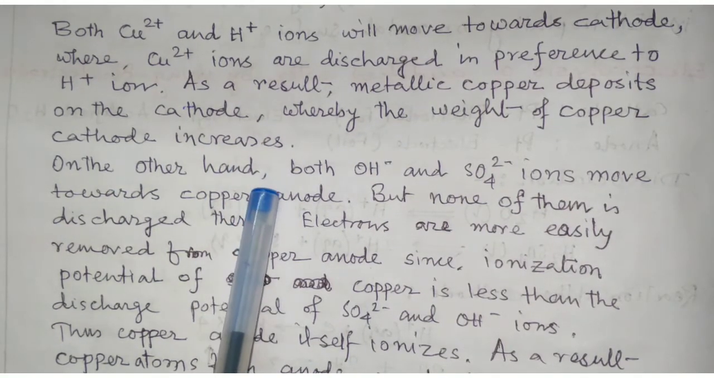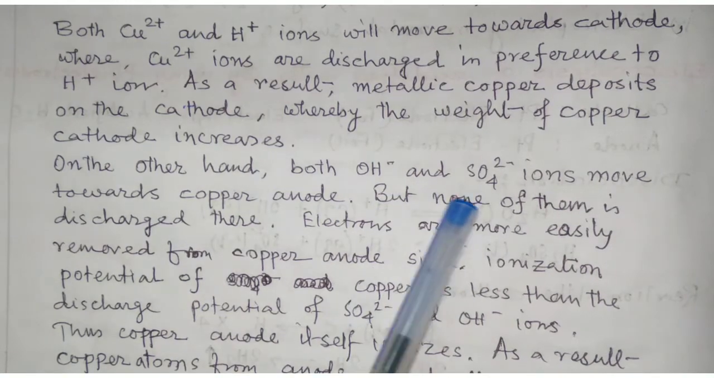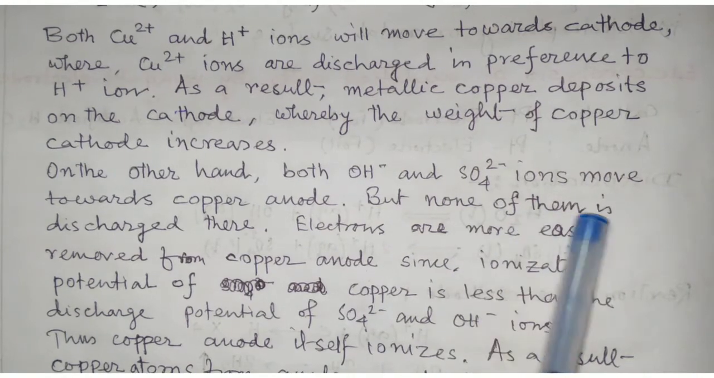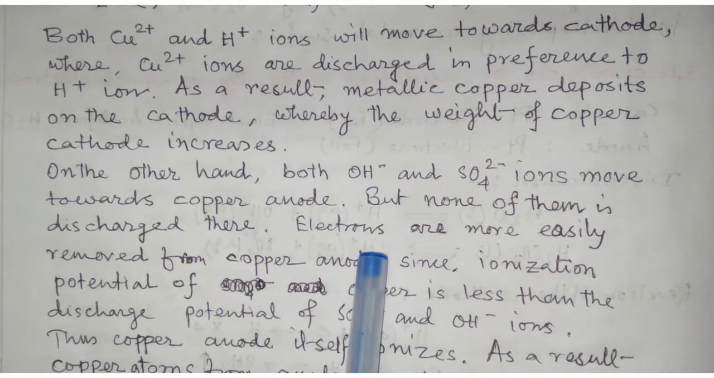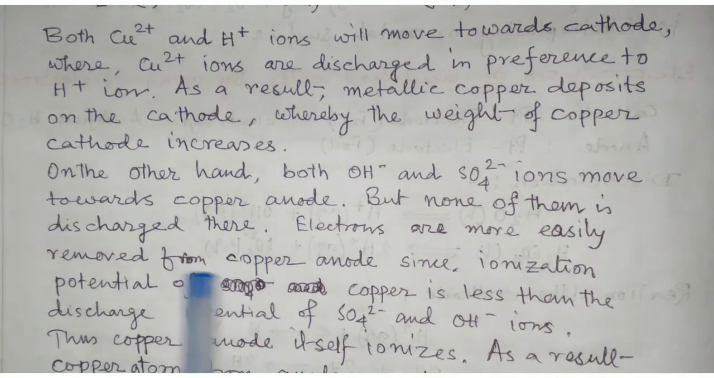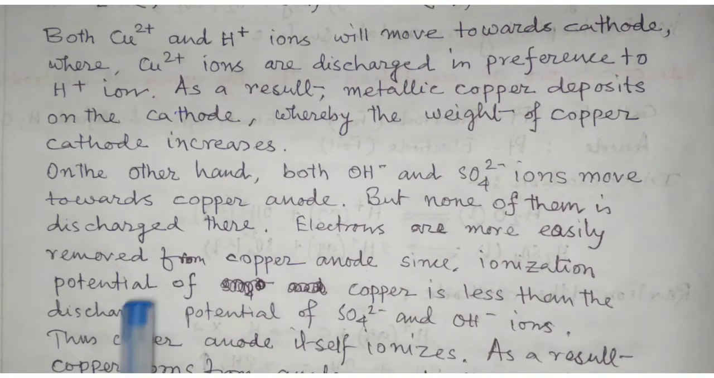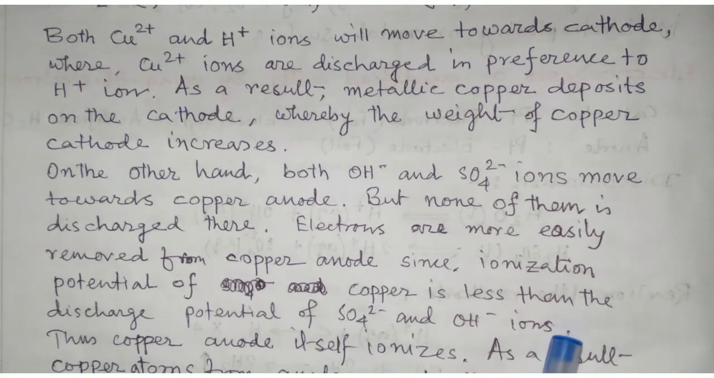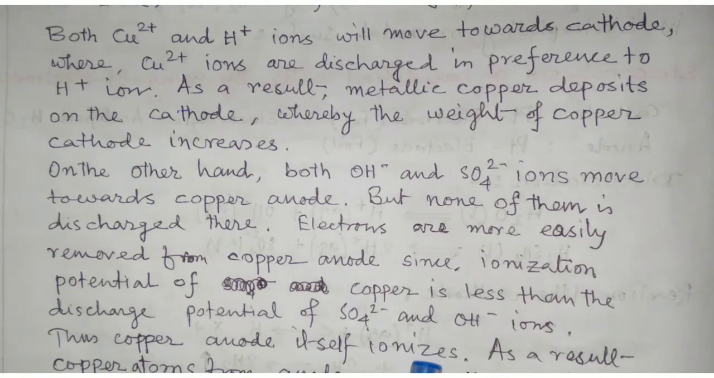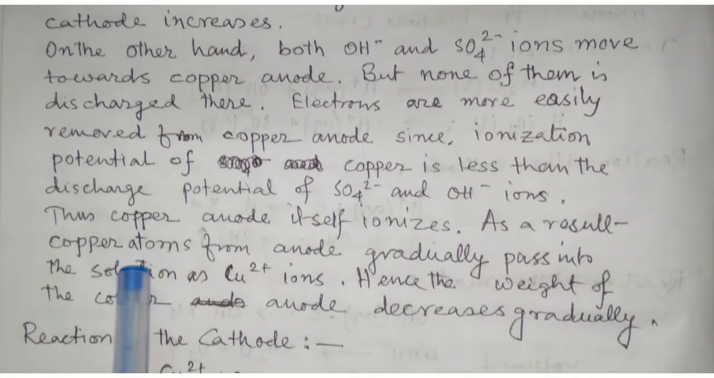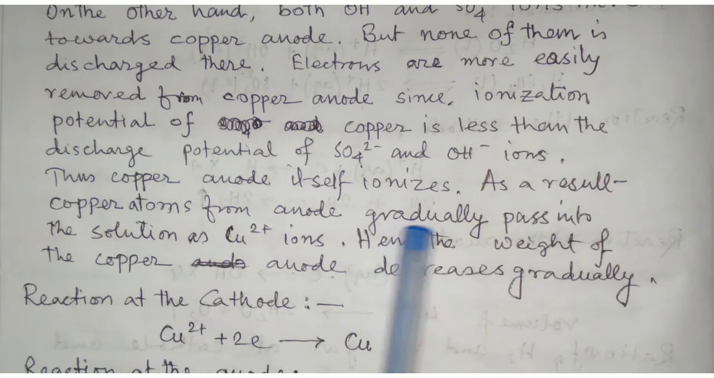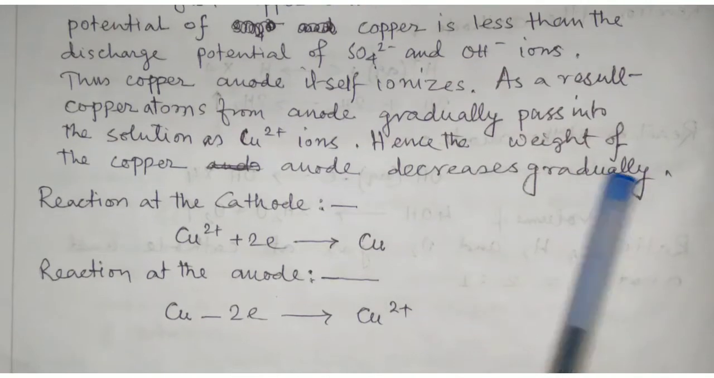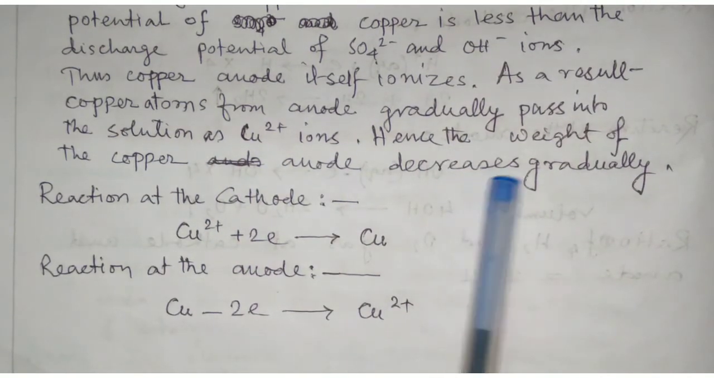On the other hand, both OH- ions and SO4 2- ions move towards the copper anode, but none of them is discharged there. Electrons are more easily removed from the copper anode since the ionization potential of copper is less than the discharge potential of SO4 2- ion and OH- ion. Thus, the copper anode itself ionizes. As a result, copper atoms from the anode gradually pass into the solution as Cu2+ ions. Hence, the weight of the copper anode decreases gradually.